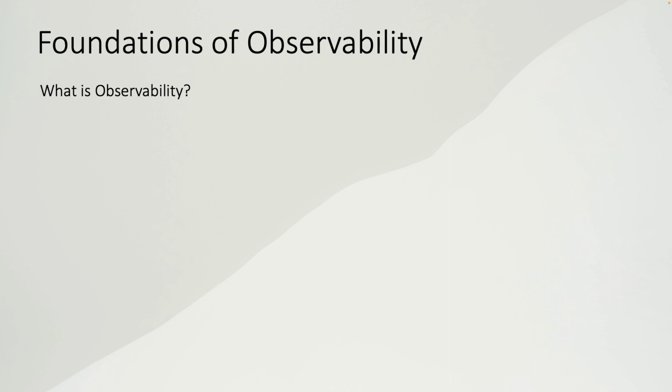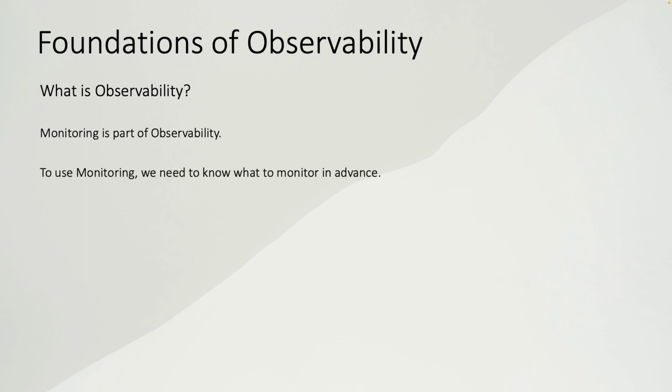Now that we have learned about monitoring, let's see what observability is. Monitoring and observability are not competing or contradicting topics. Monitoring is in fact part of the observability concept. To use monitoring, we need to know what to monitor in advance. For example, we need to know that we want to monitor the CPU usage. With observability, we can detect or anticipate the problems we haven't even thought of yet.